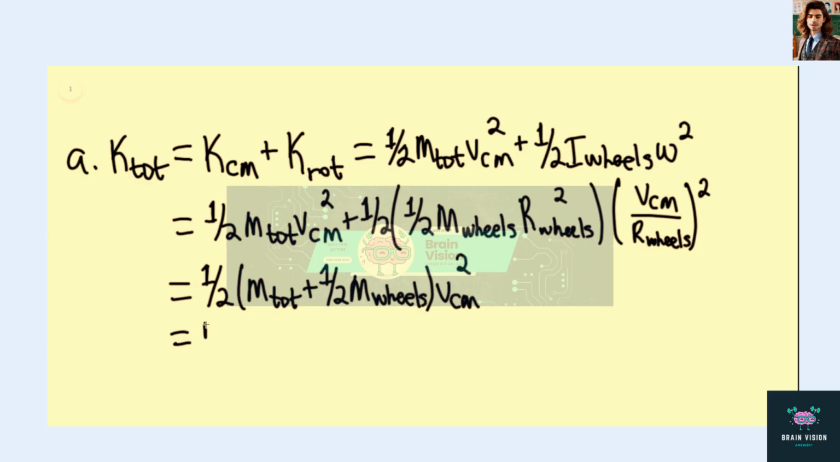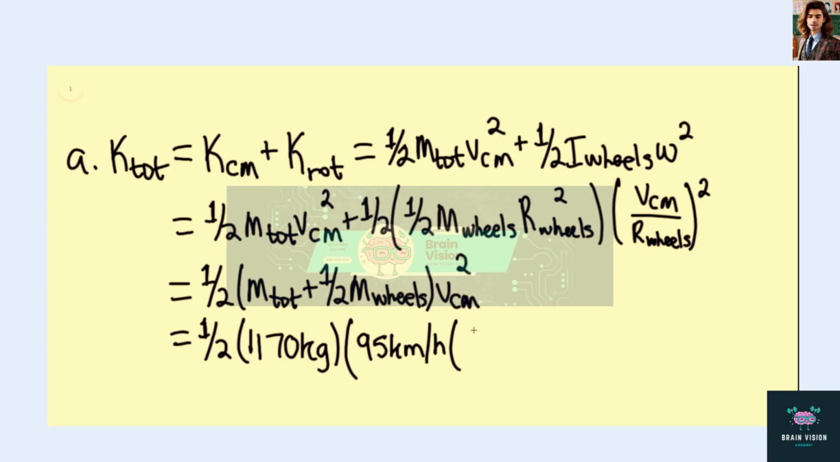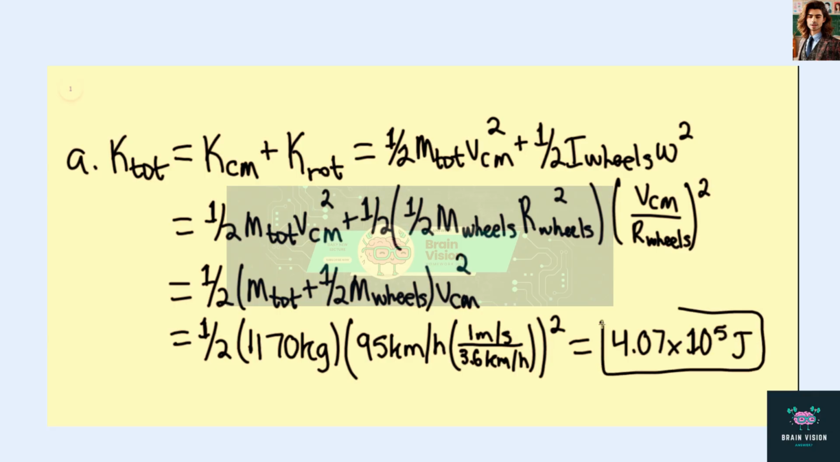So this would be equaling 1/2 times the total mass of 1,170 kilograms, so this would be the total mass, plus 1/2 times the mass of the wheels, and then multiplied by the velocity of the center of mass, 95 kilometers per hour, multiplied by 1 meter per second for every 3.6 kilometers per hour, quantity squared, and we are getting that the total kinetic energy is 4.07 times 10 to the 5th joules. This would be our answer for part A.